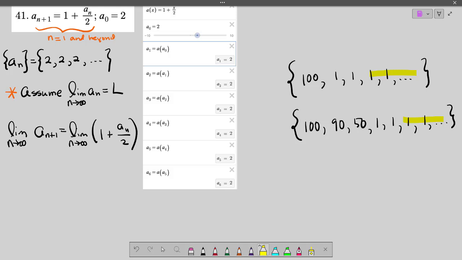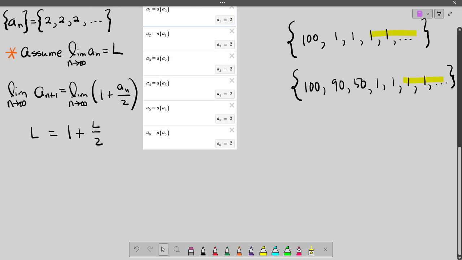So that's the idea here: if this just has one less term, it doesn't matter. Both of these have the same tail. We said that the limit of a sub n is L, so that means the limit of this one is also L. So this just creates a little algebra here. The limit of 1 is 1. The limit of a sub n is L. Limit of 2 is 2. Limit of a sub n plus 1 is also L. So we get this little algebra equation.